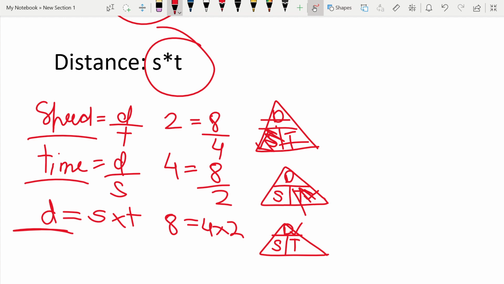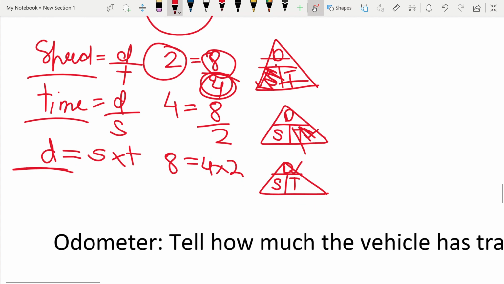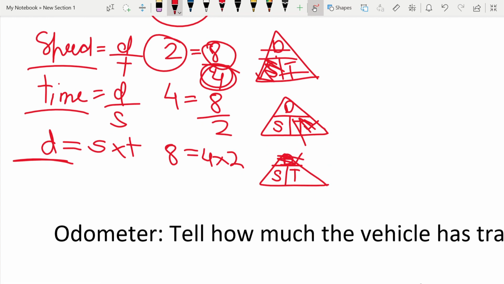Now, 4, meaning this is the t, right? 4 is equal to 8 by 2. Now 8 by 2 is 4, so that formula is correct. Now we've got another one. If you cover up d over here, then it's equal to s times t. So you have 8, which is our d, times 4, which is our t, and then times 2, sorry, no, our s, our speed. Hope you got that. Let's move on.